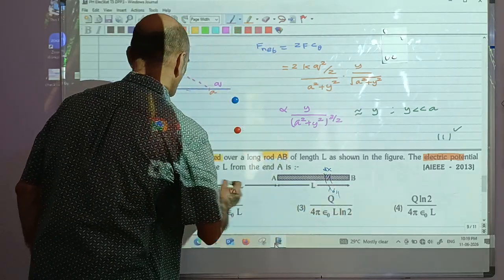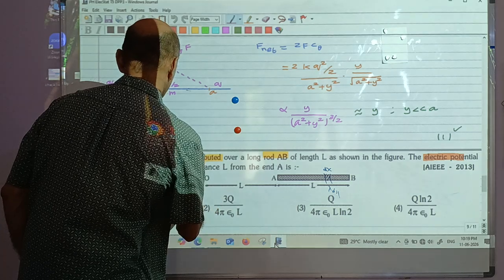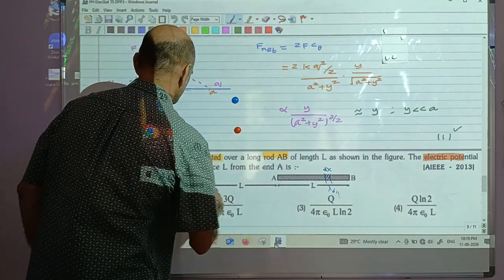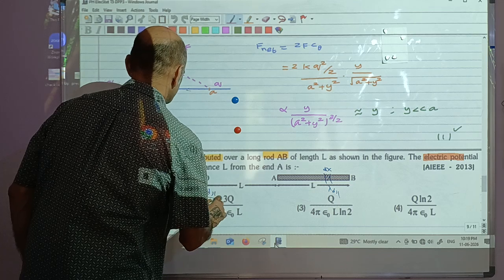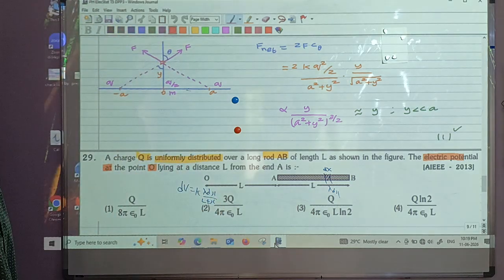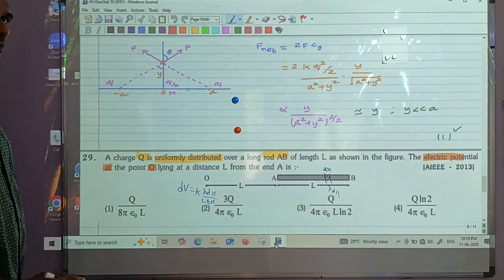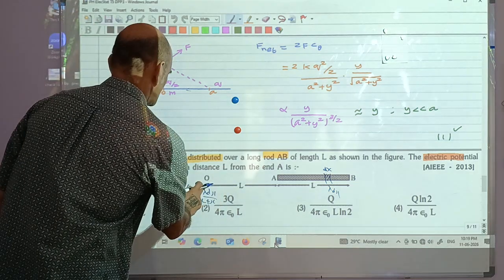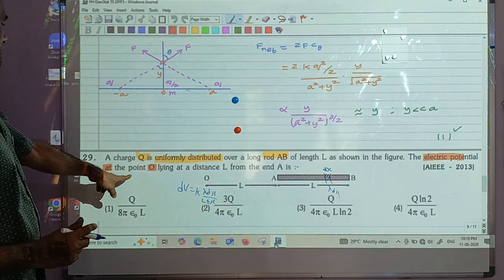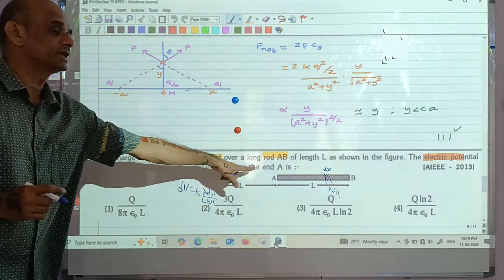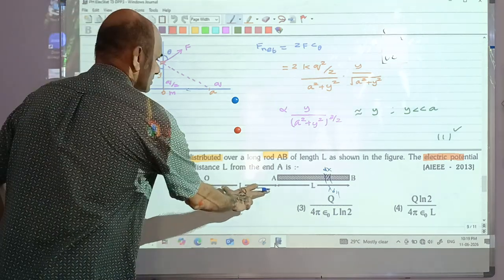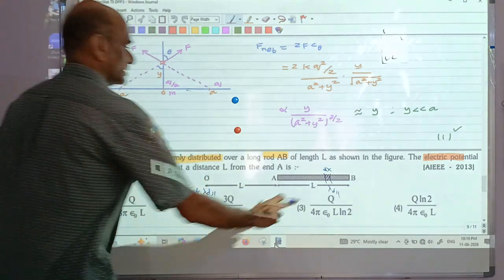So the potential due to this small element at this point, let me call it dv, is k, 1 by 4 pi epsilon naught, times this small charge lambda dx over the distance, which is the distance between this point and this charge. The potential at point O lying at distance L from the end here. So we have to find the potential here. This is the distance L from the end, x.